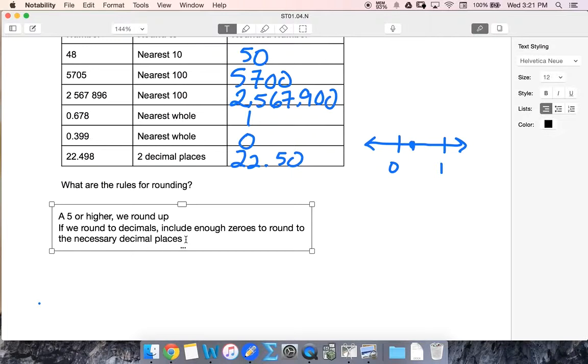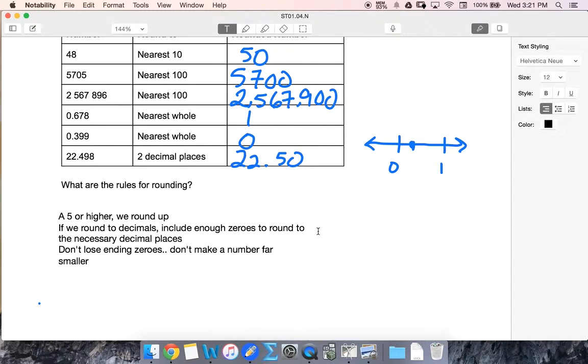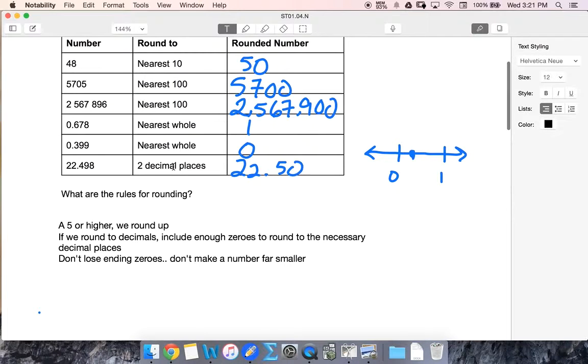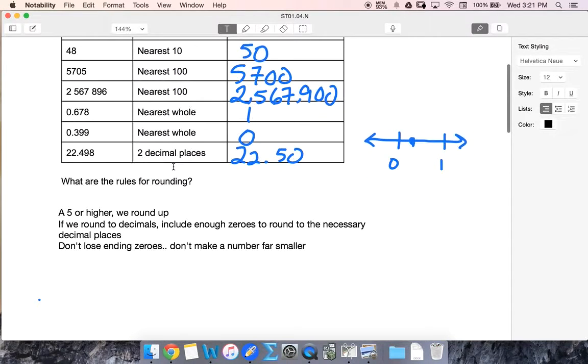So we also have to make sure we don't lose ending zeros. I don't know how to phrase this, but don't make a number far smaller is the idea. However you want to phrase your rounding rules to yourself, you can. I think that's it for rounding rules.